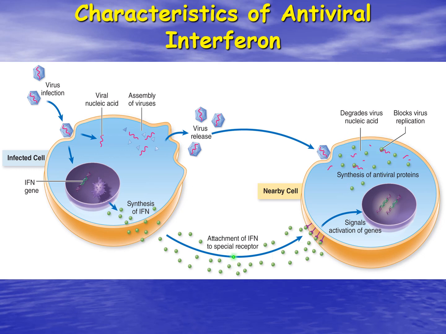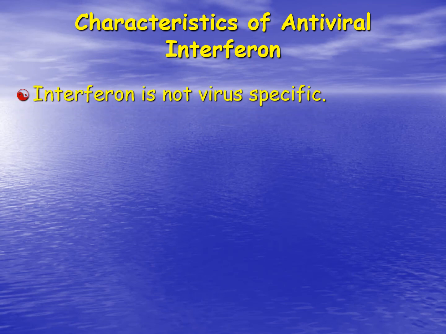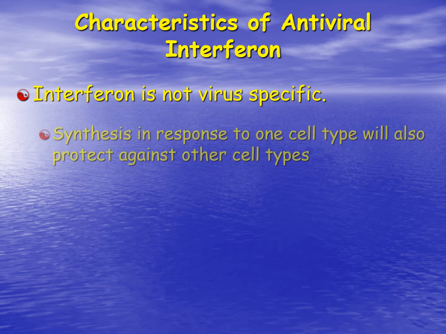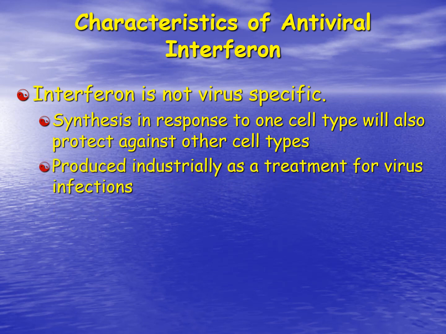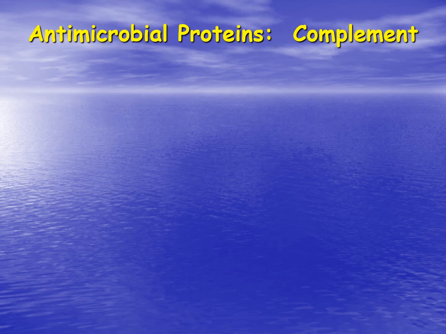The other thing that we think interferon may do is these receptors that the interferon binds to may be the actual receptors that this virus may need to bind to get into the host cell. So if interferon is blocking that receptor, we actually get neutralization of the virus, and it can't get in the cell, can't reproduce. Interferon is not necessarily virus specific, so synthesis in response to one cell type that's been infected may actually protect against other viruses in other cells. We actually can produce interferon industrially as a treatment for certain viral infections, however.